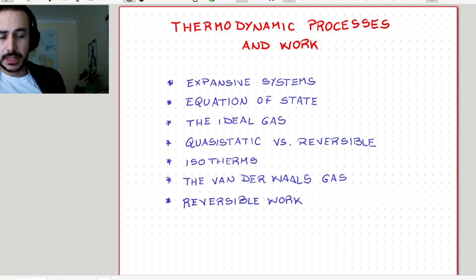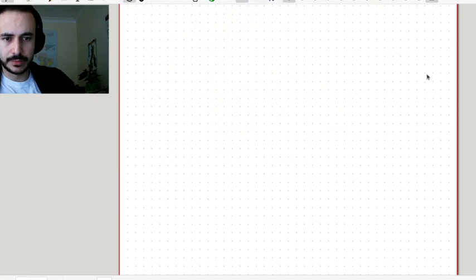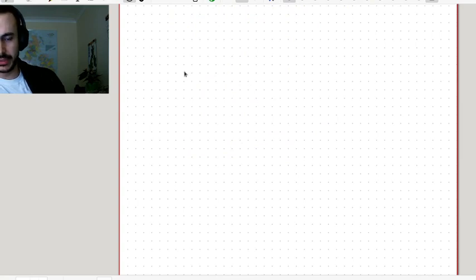And finally, we are going to define what is reversible work, in this case expansive work, and we are going to have a little discussion of what the work is in a cyclic reversible process. Okay, so that's what we're going to do. So let's begin. And here I just remind you or connect with what we had seen in the temperature chapter.